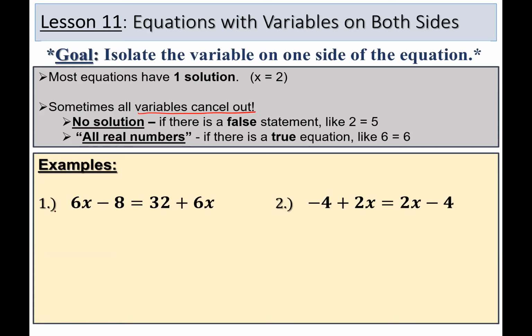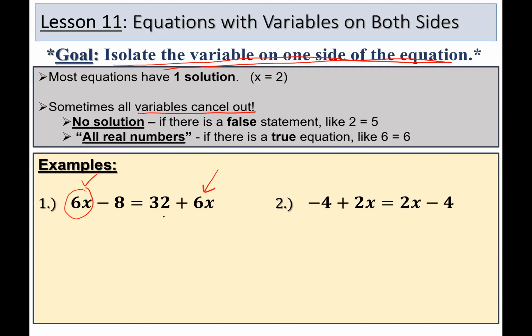Let's take a look at some examples of this. So we're moving on to number 1. 6x minus 8 equals 32 plus 6x. Remember, our goal is to isolate the variable on one side of the equation. I tend to prefer to get the x on the left side. It doesn't really matter, but that's sort of what I'm used to. So I'm going to notice what x's are already here on the left side. There's already a 6x over here, so that's fine. But I'm noticing that there's a 6x on the right side. I'd like to cancel that out. I'd like to, in a way, move it out of the way.